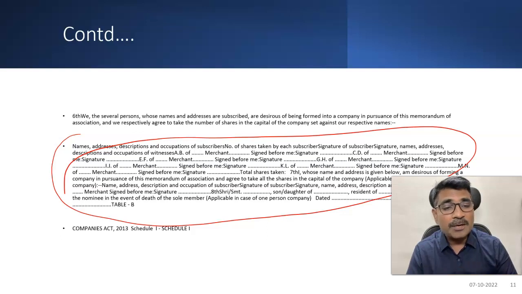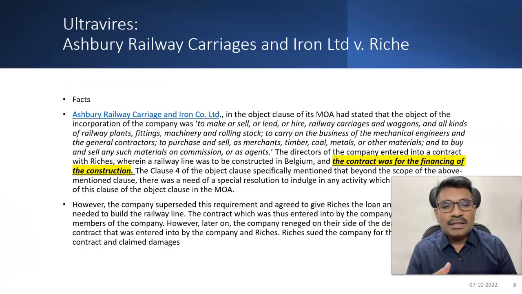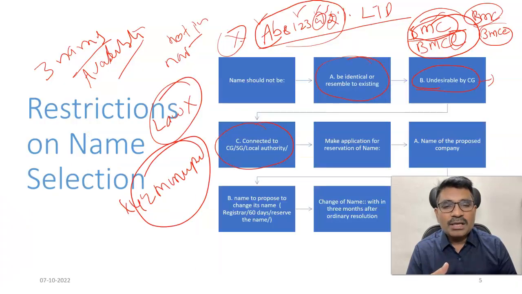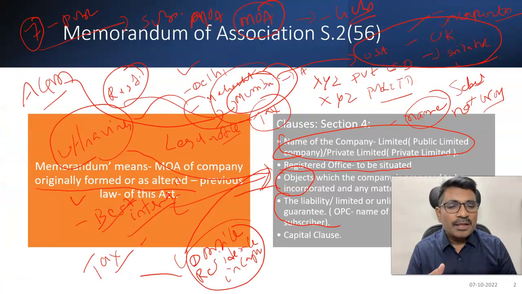That's why when you see here, they have written the names of the shareholders, like for example, AB merchant of so and so, and the 7th one. So the names are already given under the schedules. Now we understand there are clauses, right? The clauses are the 5 clauses: the name clause, registered office, objects, liabilities, and the capital clause.